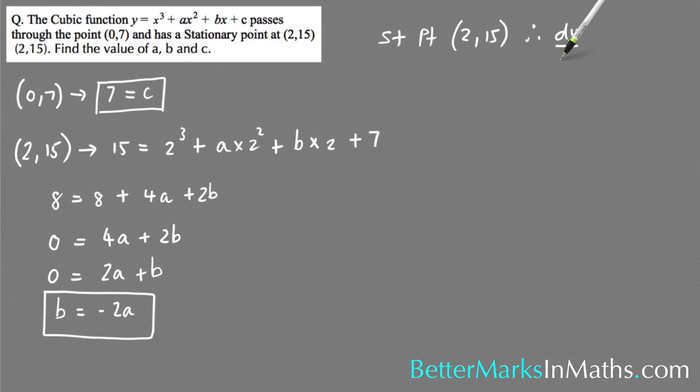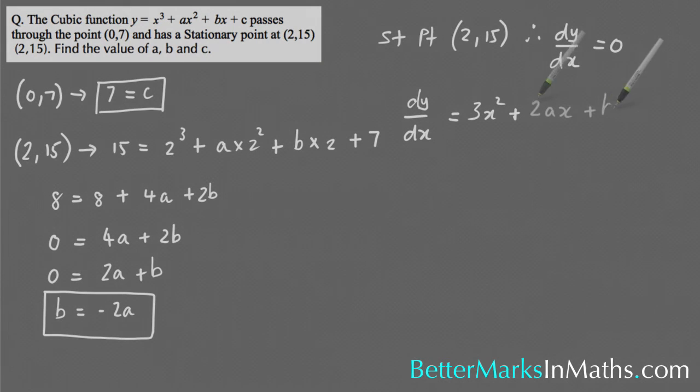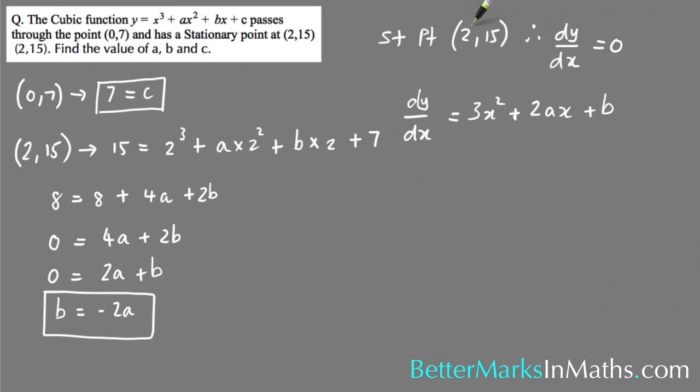So the next thing to do: the stationary point at (2, 15), so writing that down, stationary point, therefore dy/dx is equal to 0 at that point. First of all, I have to find dy/dx. So differentiating this equation, you get dy/dx is equal to 3x squared plus 2ax plus b.